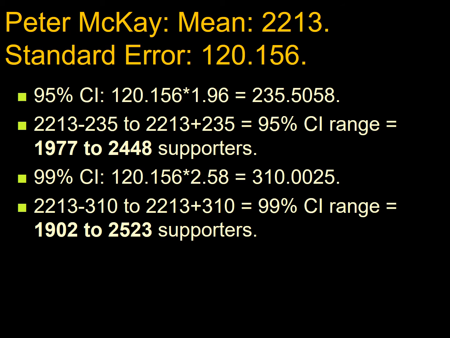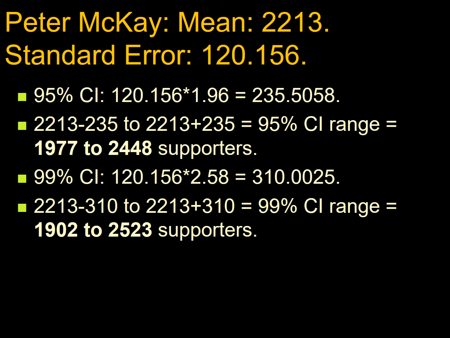Now calculating this to the 99% confidence interval is going to be 120 times 2.58, which is the z-value for the 99% confidence interval. And this is going to equal 310. So it's going to be 2,213, which is the mean number of voters, minus 310, ranging over to 2,213 plus 310. So the 99% confidence interval is going to be 1,902 supporters to 2,523 supporters. So the 99% is more likely to enclose the true value. It's got a better confidence interval.